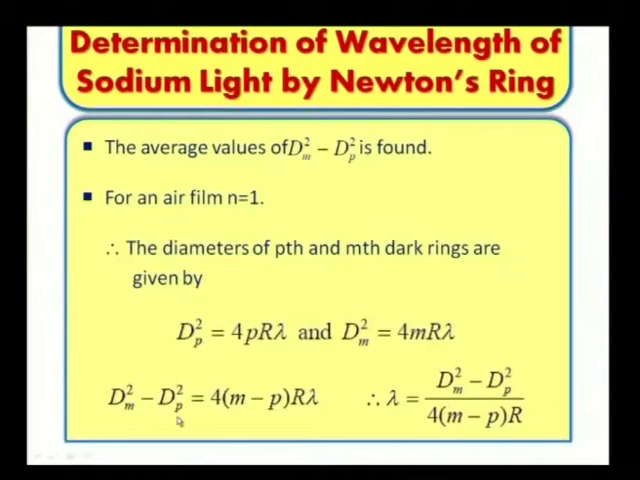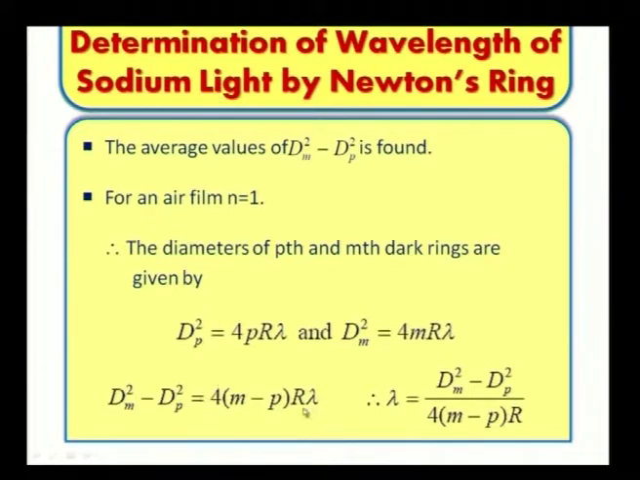Welcome back. I have been telling you the method of determining the wavelength of a monochromatic source using the Newton's rings setup. You have an expression like this: dm square minus dp square equals 4 into (m minus p) multiplied by R into lambda. So, R is to be determined separately. Only if R is known, lambda can be determined.